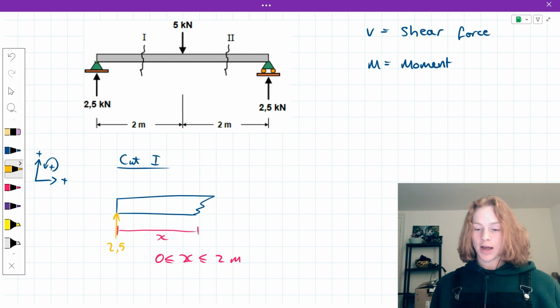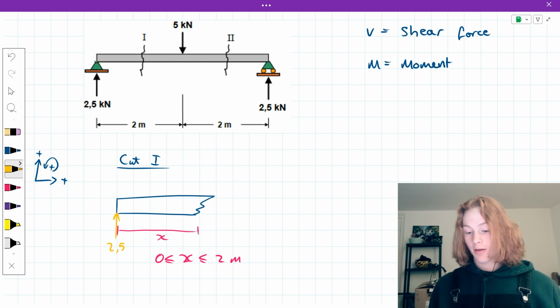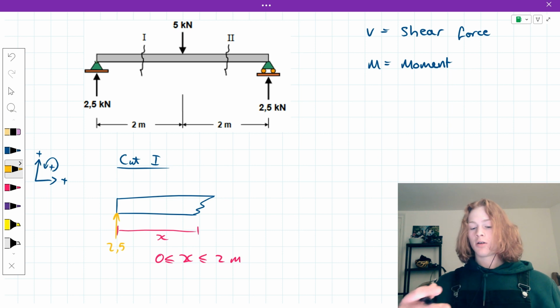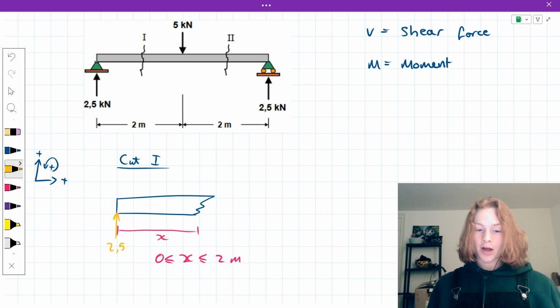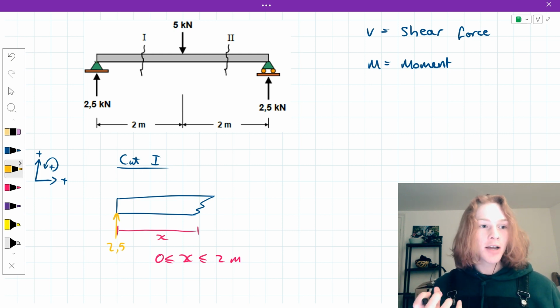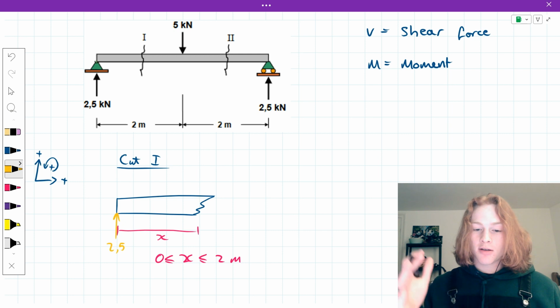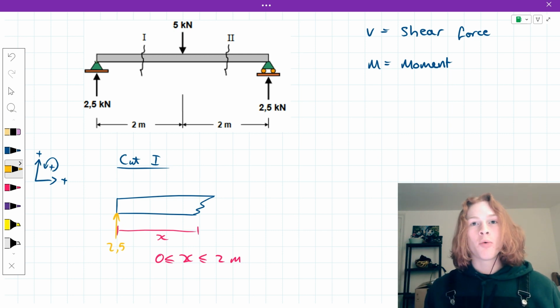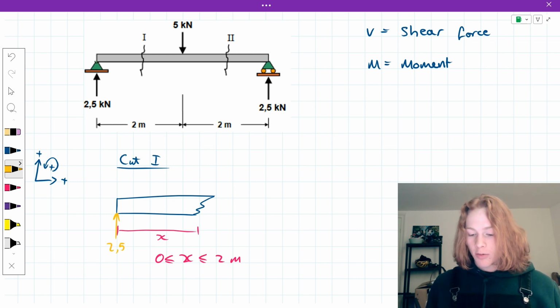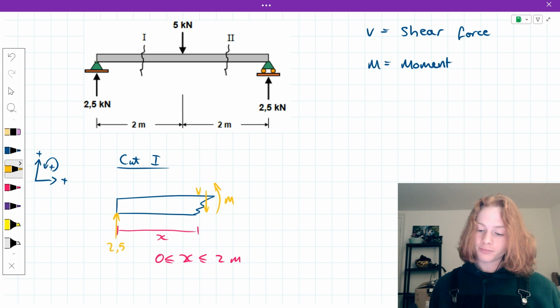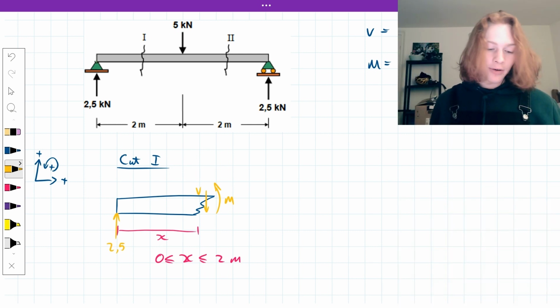Then the other forces we have is where we introduce V and M. In order to balance this 2.5, there needs to be another force. When cutting through a free body, what we end up exposing are these internal forces and these internal moments. So we can draw internal force V here, and I'm going to draw internal moment M like this. Now, we need to calculate V and M.